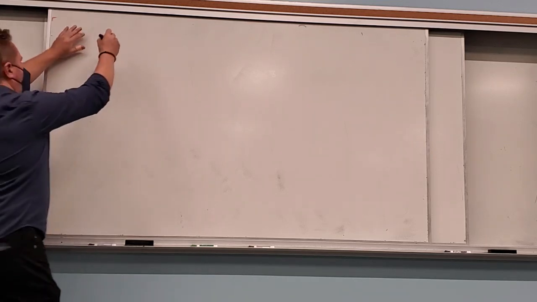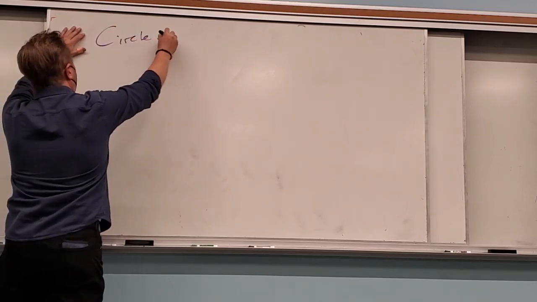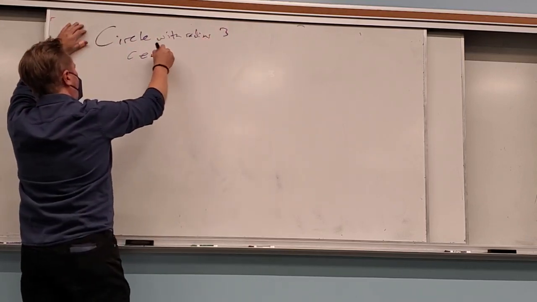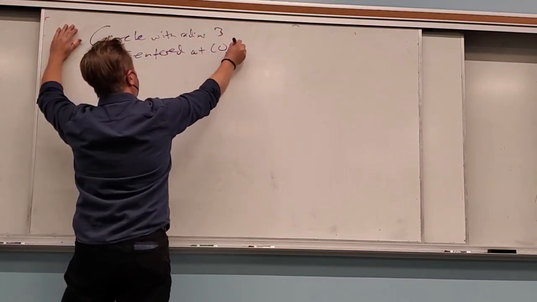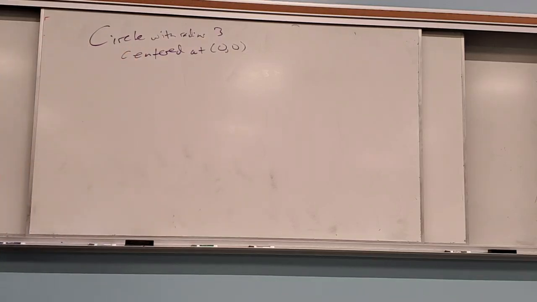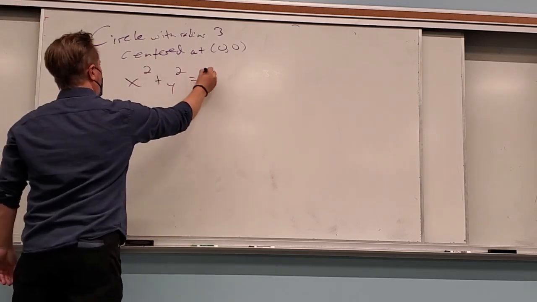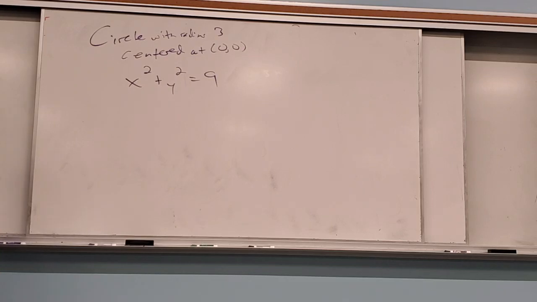Let's see. This has come up at least once. Does anyone know the equation of a circle with radius 3 centered at 0, 0? Does anyone know what that equation is? X squared plus y squared equals 9. Yes. Now, real quick, why does that make sense?